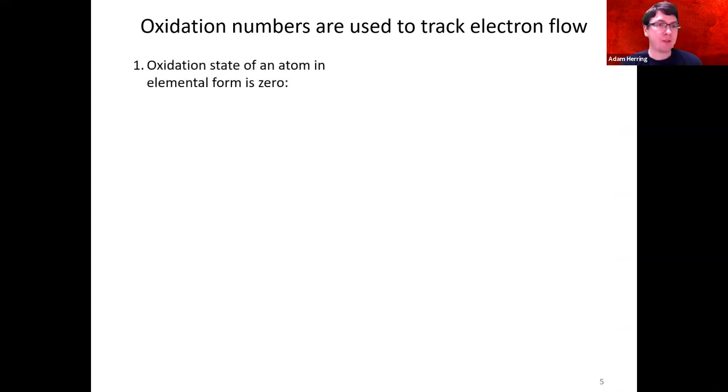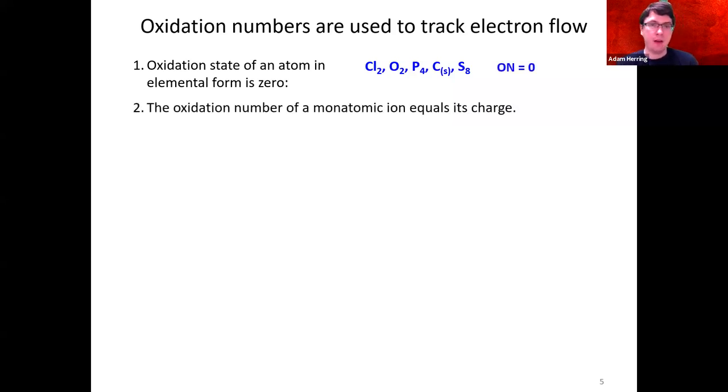So the first rule is that for any atom in its elemental form, the oxidation state is 0. For example, chlorine, oxygen, phosphorus, copper, sulfur, these all have an oxidation state of 0. For monoatomic ions, the oxidation number or oxidation state is equal to its charge. So for chloride, its oxidation state is -1. For iron 3+, its oxidation state is +3, etc.